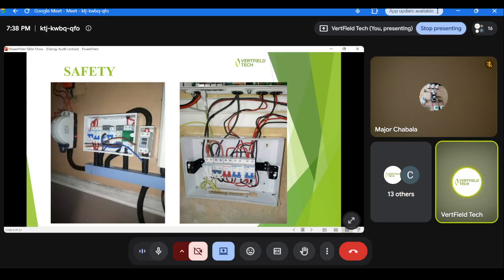So this is the complete system setup, where you have your PV box and the rest of them. We have a complete video right now on solar system fire outbreak, but I don't know if we have uploaded it.